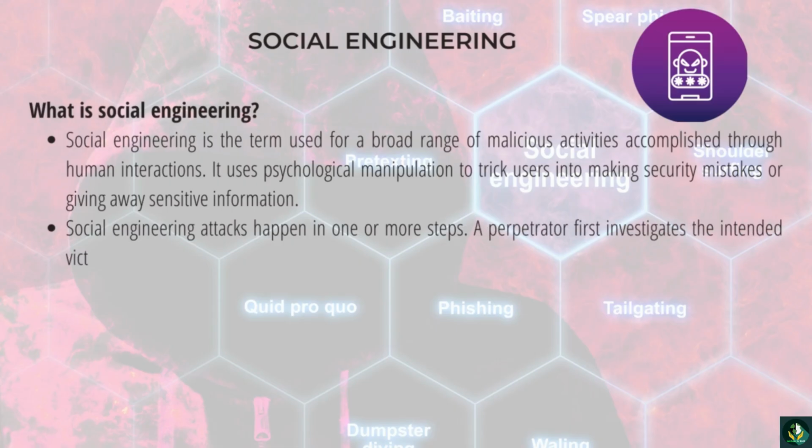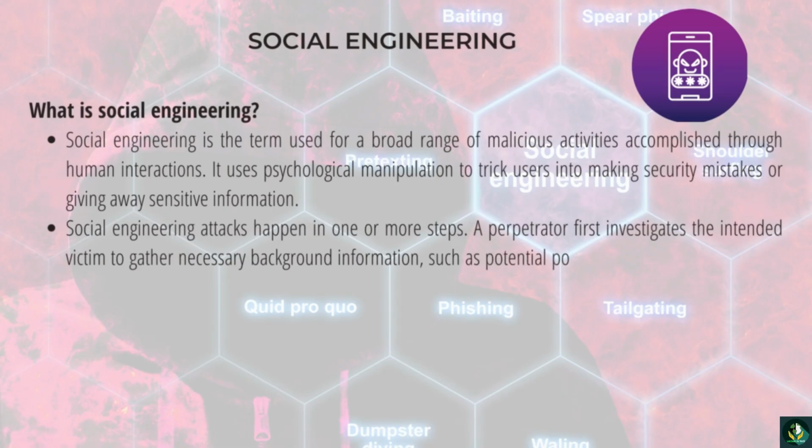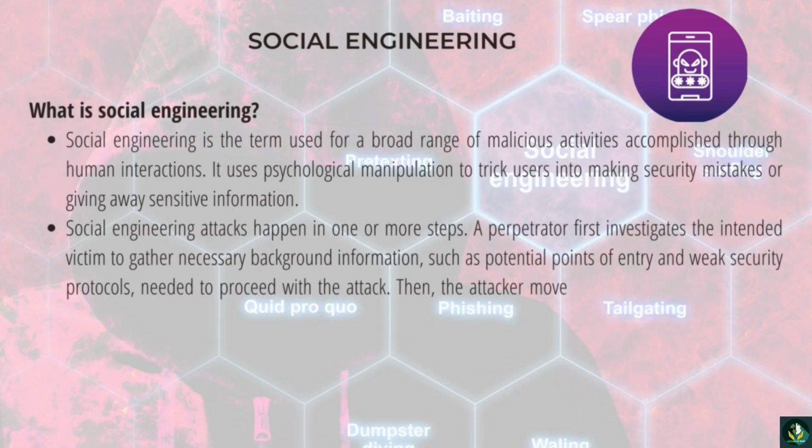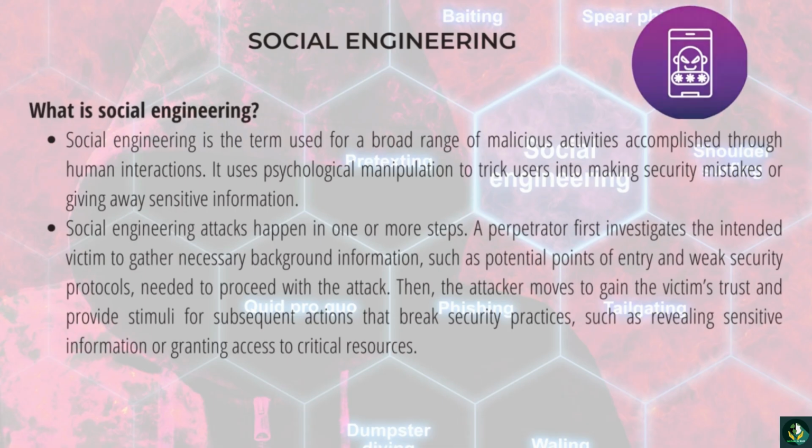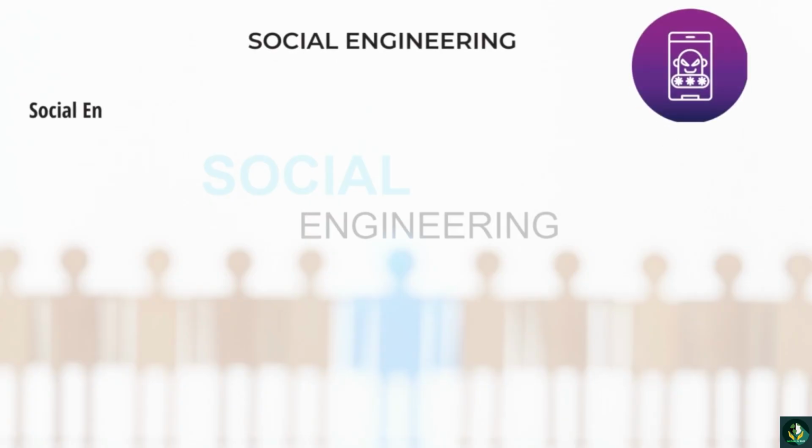A perpetrator first investigates the intended victim to gather necessary background information, such as potential points of entry and weak security protocols needed to proceed with the attack. Then the attacker moves to gain the victim's trust and provide stimuli for subsequent actions that break security practices, such as revealing sensitive information or granting access to critical resources. Social engineering attack life cycle.